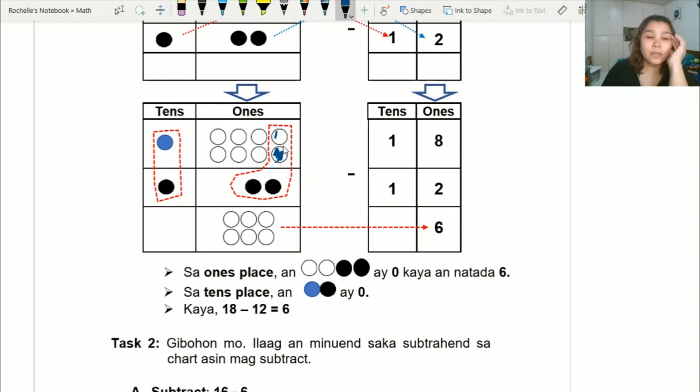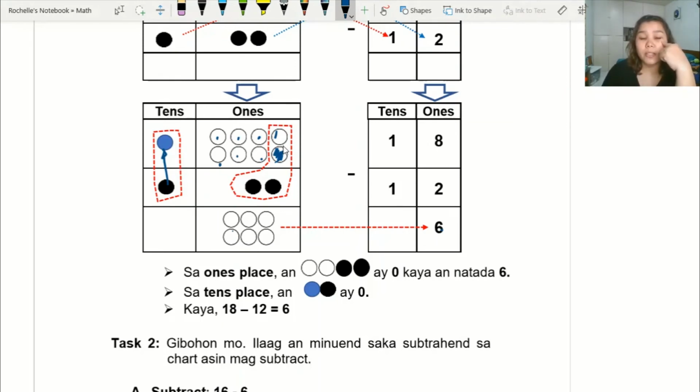These are not included kasi hindi na siya, wala na siyang pambawas. And then, the blue chips nasama dito. So, nakakuha ng kapartner. And then, we're going to count how many are left. So, how many objects are outside the circle? So, we have 1, 2, 3, 4, 5, 6. Kaya may drawing dito, 1, 2, 3, 4, 5, 6. So, therefore, in 18 minus 12, we have 6 left.